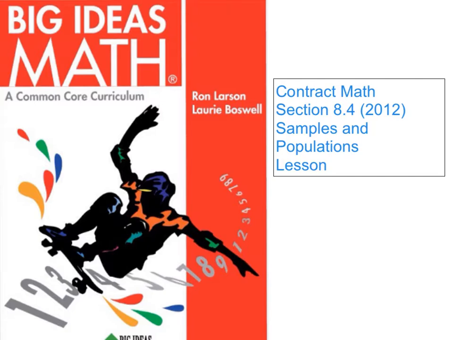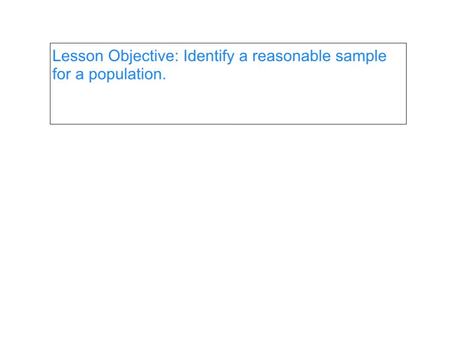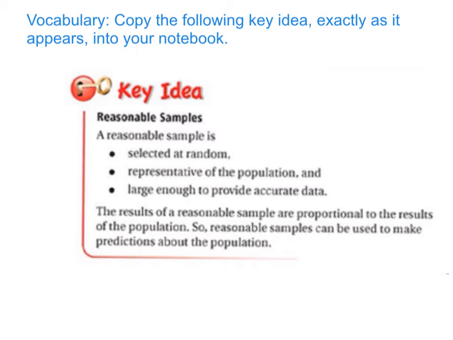Pause while you write Section 8.4, 2012 edition, Lesson in your math notebook. Pause again while you write today's lesson objective. Identify a reasonable sample for a population in your math notebook. Copy the following key idea exactly as it appears into your notebook. The key idea is about reasonable samples.